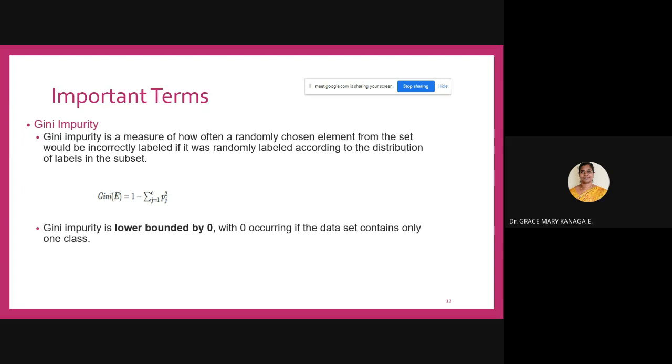This Gini impurity is lower bounded by 0, with 0 occurring if the data set contains only one class. Otherwise, this value will be increasing.